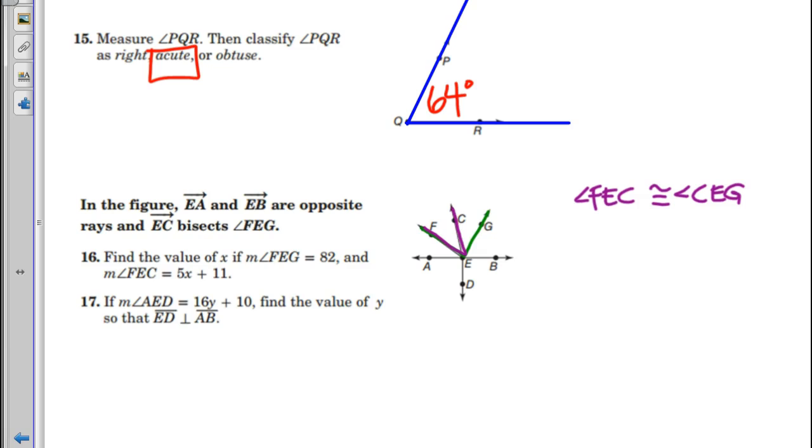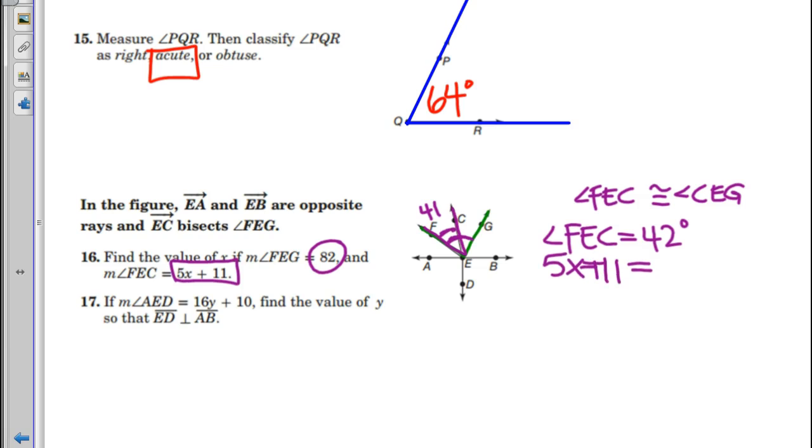Okay, so there are a couple of ways to do this. I know that the measure of this angle is half of 82 because EC is a bisector. It's going to cut FEG right in half. So if that whole thing is 82, that makes this 41, half of 82, which means angle FEC is equal to 42 degrees. Well, they gave me an expression here, and now I can find x because FEC is 5x plus 11. And that's equal to 42.